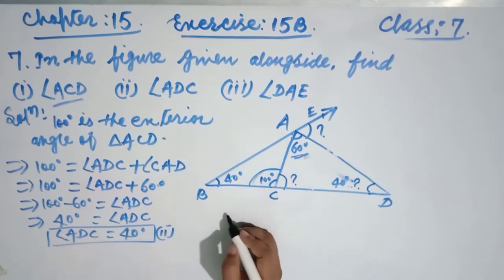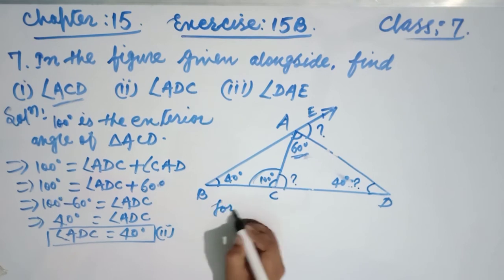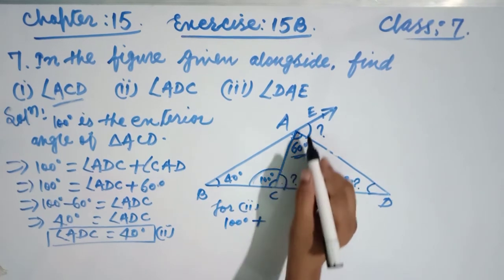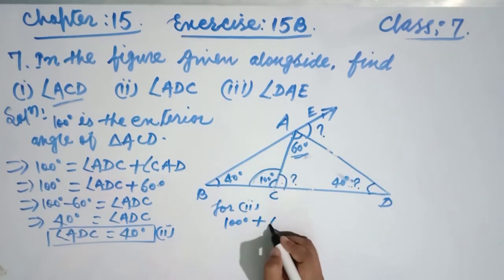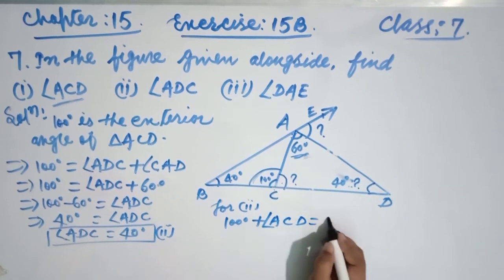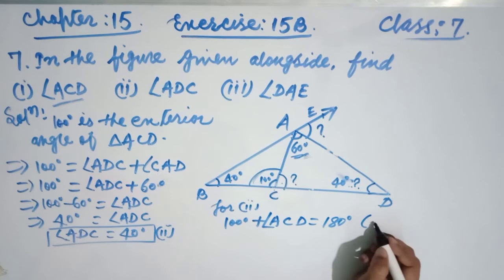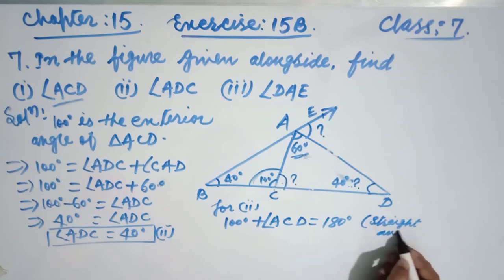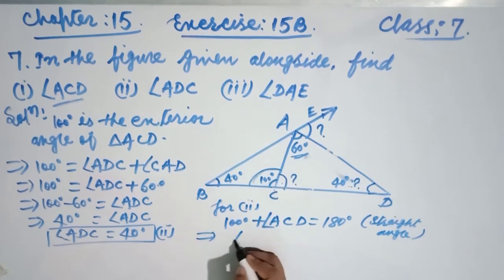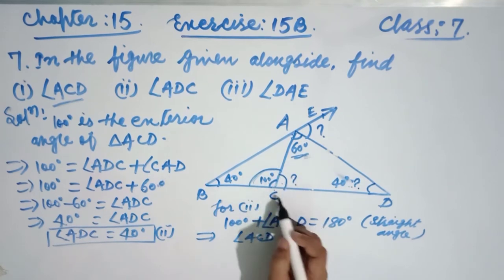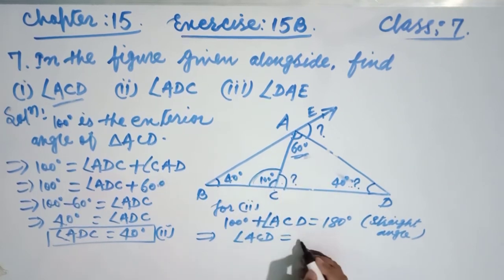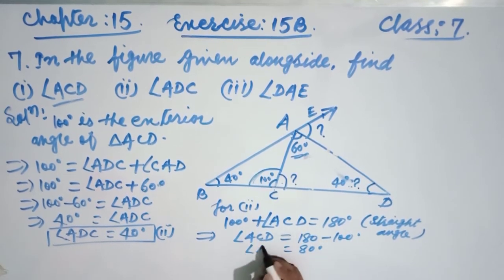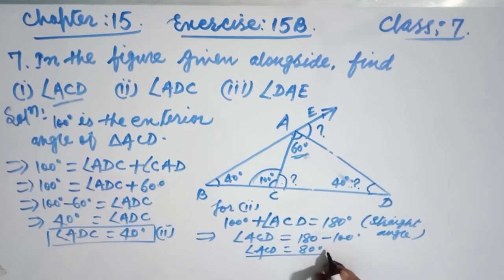So we can write directly, for the second angle, 100 plus this angle ACD is equal to 180 degrees. Reason: a straight angle. So 100 plus ACD, and ACD that we have to find is equal to 180 minus 100 degrees. So this becomes 80 degrees. So angle ACD is 80 degrees. This is the second answer.